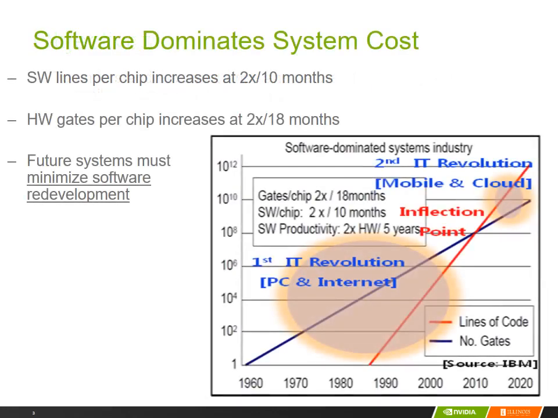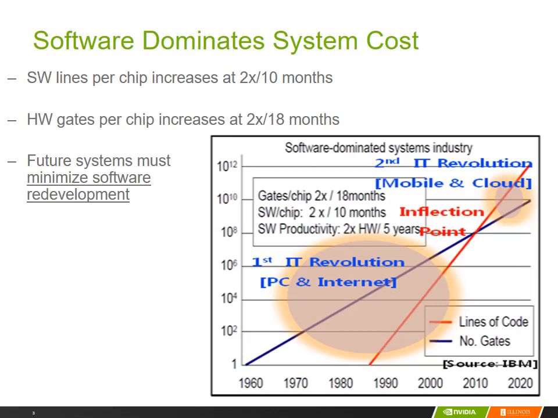This slide shows an IBM data on software versus hardware cost in system design. In this picture, the software cost is measured with the number of software lines per chip. It's shown as the red line, and it increases at 2 times every 10 months. And the hardware cost is measured by the number of gates per chip, which is shown as a blue line, and it increases at 2 times every 18 months.